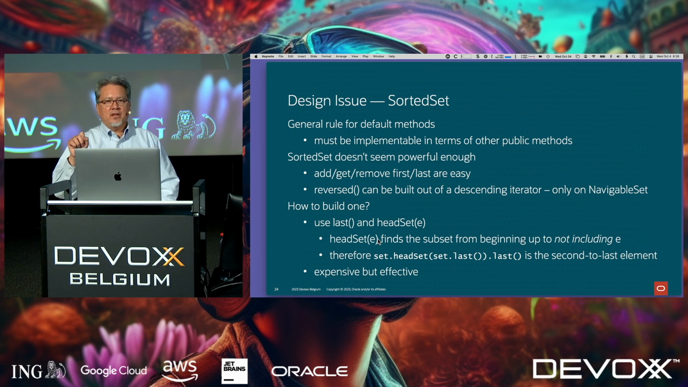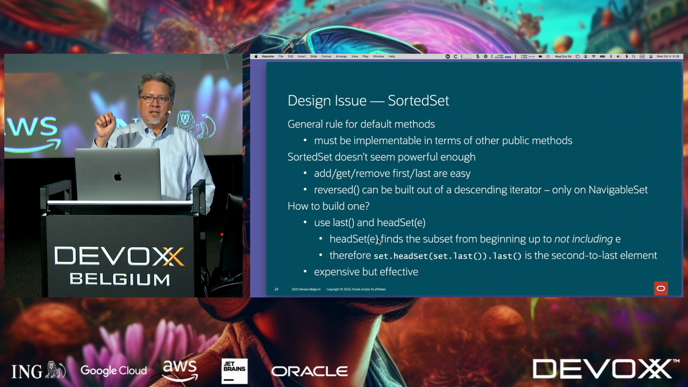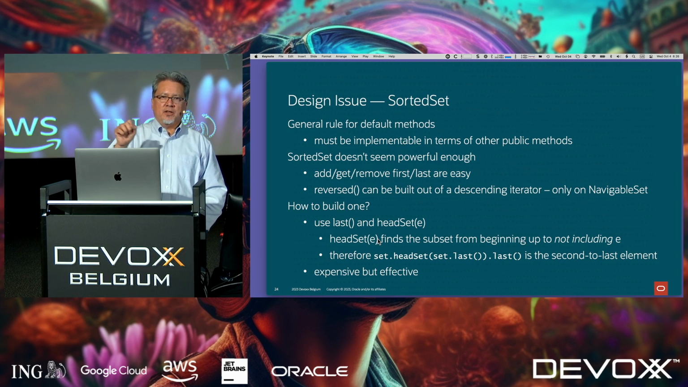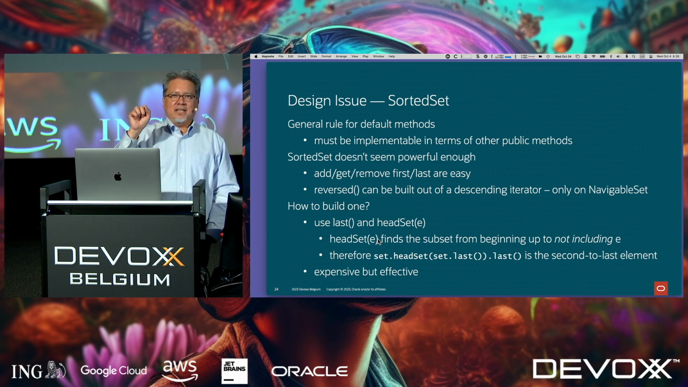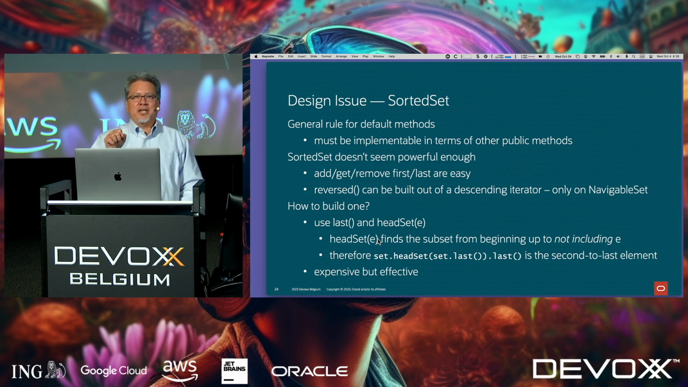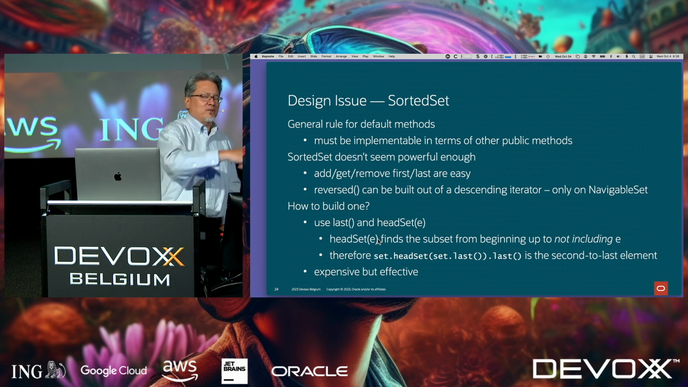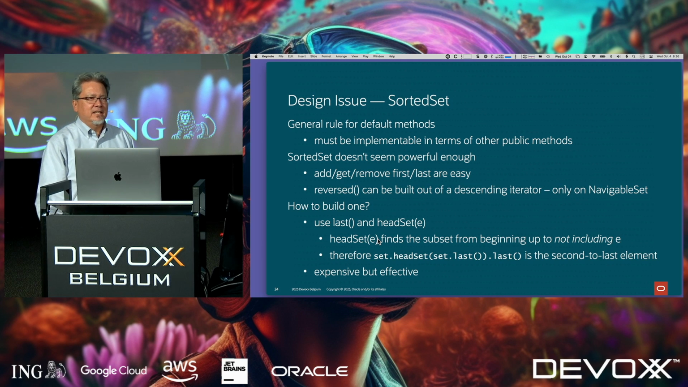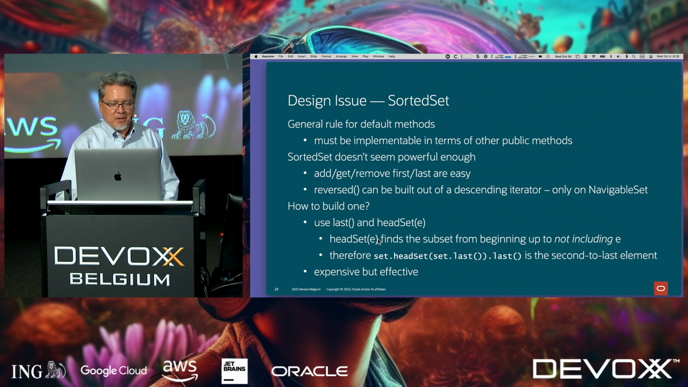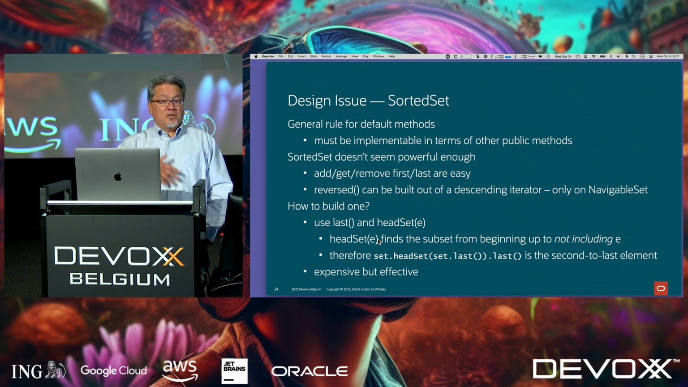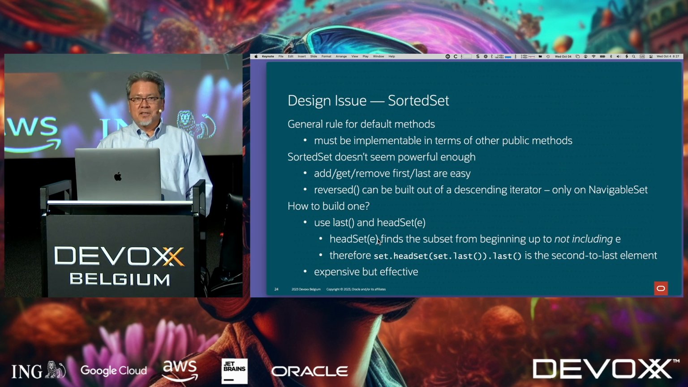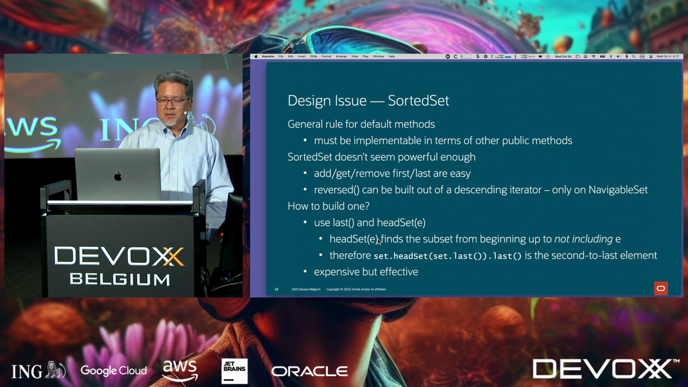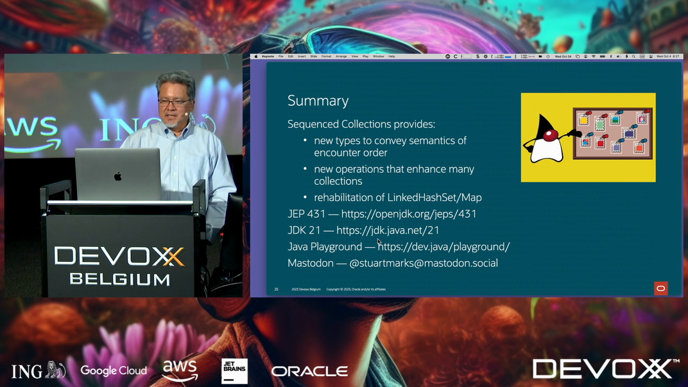So if you start off with the last element, get the head set of E, and then get the last from that, you get the previous element. Now get the head set of that previous element, and then get the last element of that set, and you get the previous element. And so now you have a reverse iterator of sorted set. Using this technique, I was able to bring sorted set into the full sequenced collection fold. That was pretty nice, I thought. Now what you're doing is creating a succession of sorted subsets, but that's kind of expensive. But in fact, it does work.